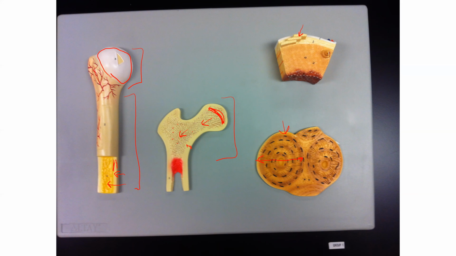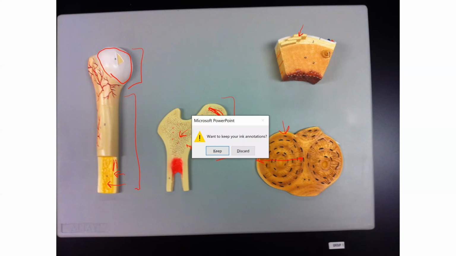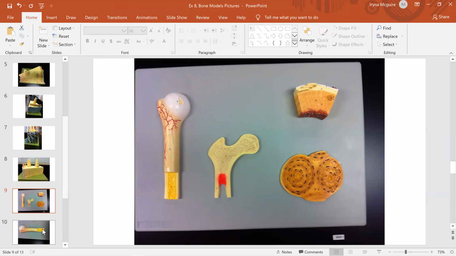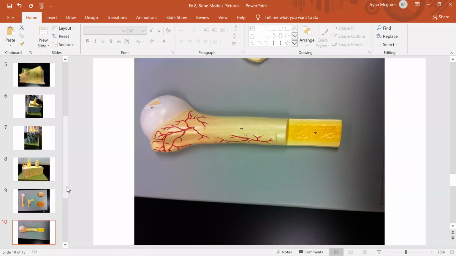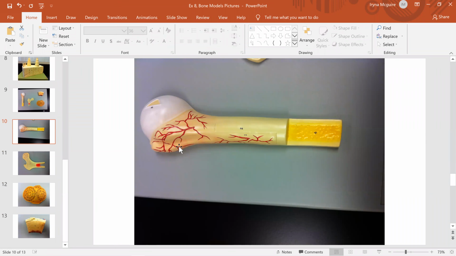So what else do we have here? Let's see. No, I don't want any ink left. And I just want to see how many slides are left.